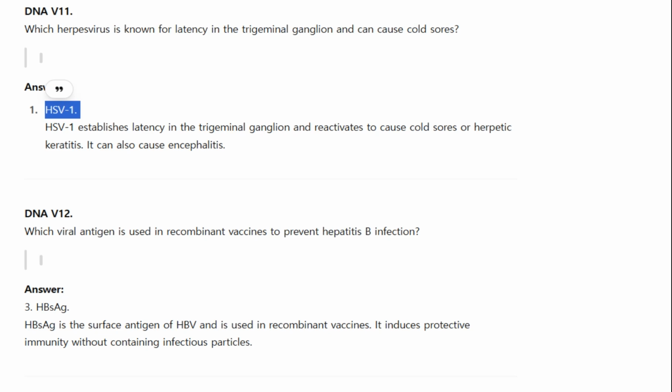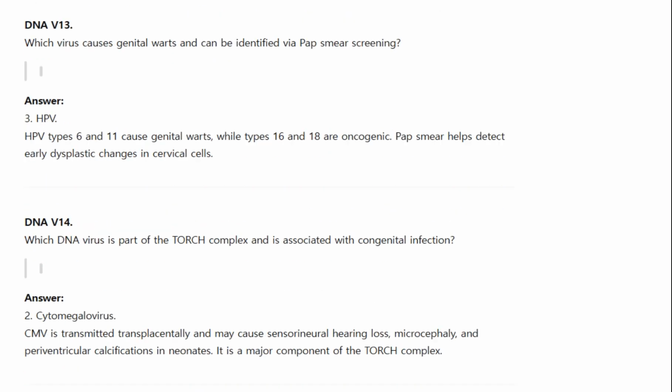Which viral antigen is used in recombinant vaccines to prevent hepatitis B infection? Answer: HBsAg. HBsAg is the surface antigen of HBV and is used in recombinant vaccines. It induces protective immunity without containing infectious particles.